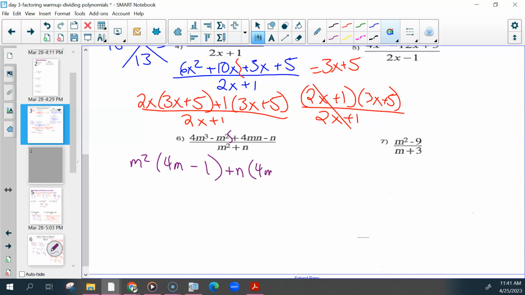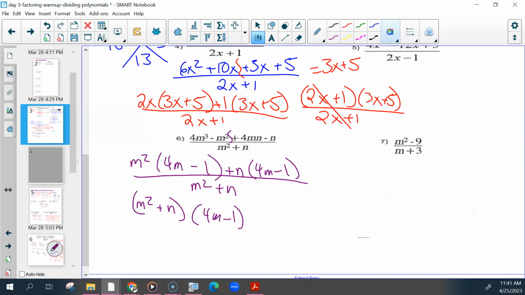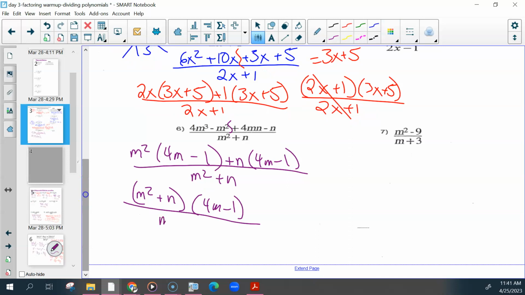What would be left? 4m minus 1. Rewrite your answers. M squared plus n and 4m minus 1. What would your final answer be? 4m minus 1. Okay. Last one.